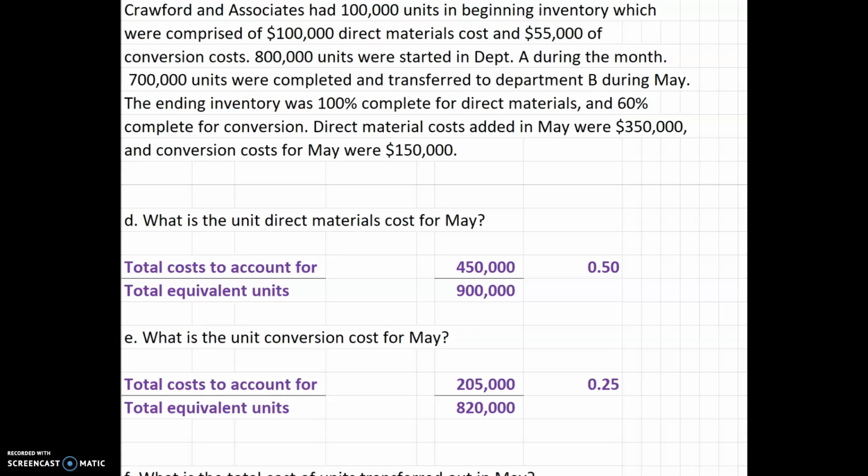We're ready to do the last step in the 5-step process. Now we're going to actually use these cost per equivalent units to determine the cost of the units that moved on to the next department, as well as determine the cost of our ending work in process inventory.